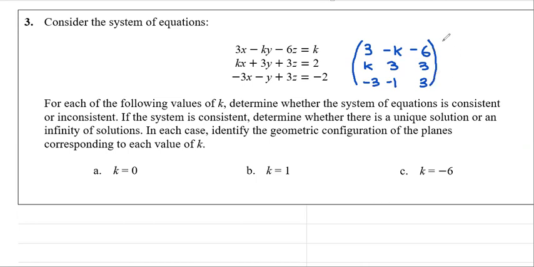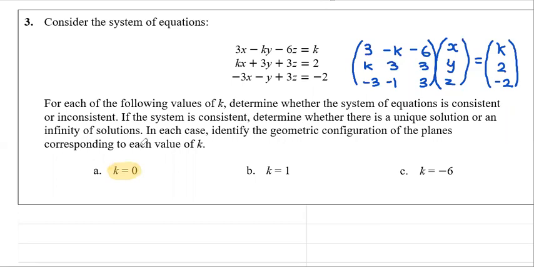All of this will be multiplying the three-dimensional column vector x, y, z, and the solution on the right-hand side of our equation will be k, 2, and negative 2. So our job now is to figure out what happens in each of these situations. We've got k equals 0, first of all, to consider.